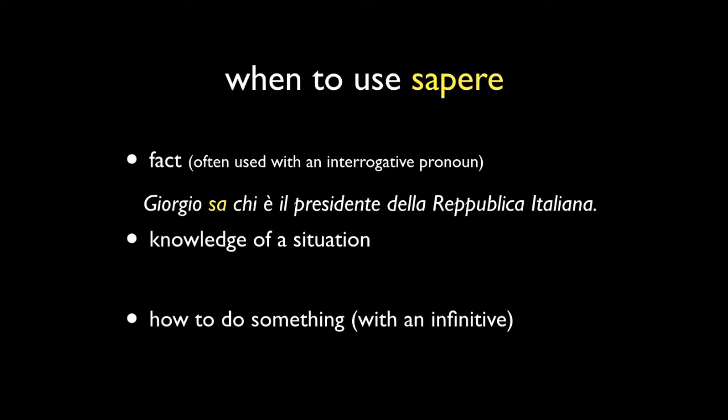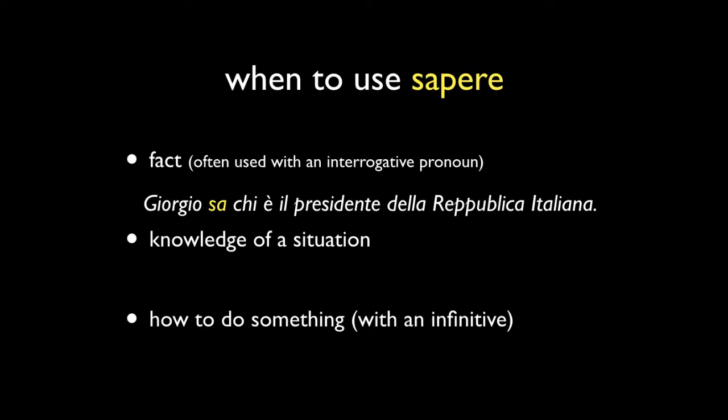You'll notice that these facts are often introduced with an interrogative pronoun. So that's the stuff that they know, the part that comes after the chi. Interrogative pronouns are like chi, che, come, che cosa. They're essentially the question words. However, in this case, they're not used as questions. The sentence is not chi è il presidente, it's Giorgio sa chi è il presidente. He knows who the president is.